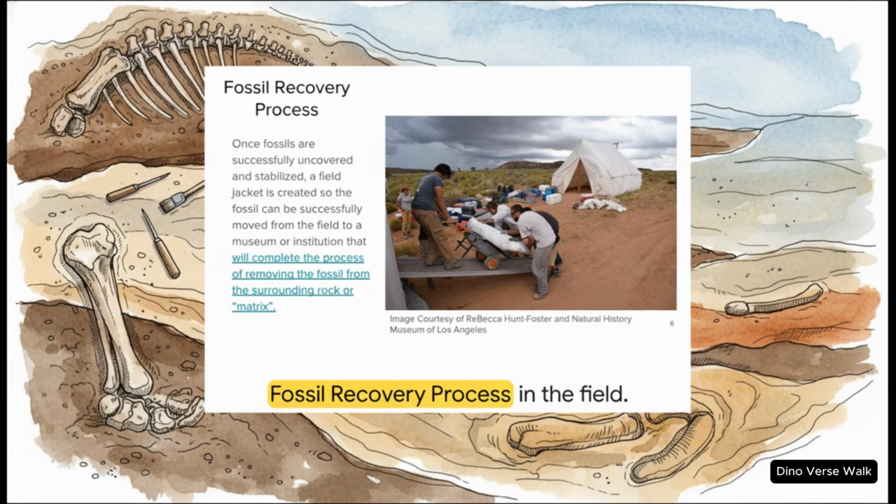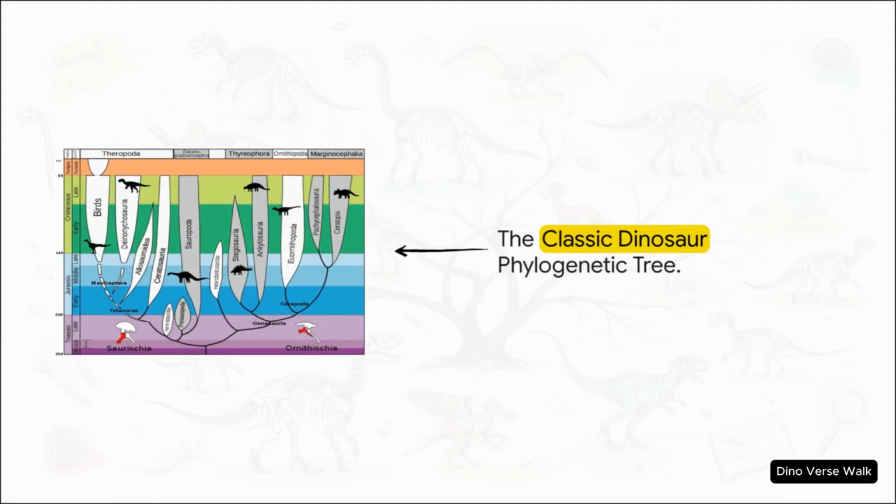Every single classification we're going to talk about today stems directly from this grueling process of chipping a fossil out of rock. This is the foundation. This is where the data actually comes from. And from all of those hard-won fossils, scientists over the decades painstakingly built this, the big picture. This phylogenetic tree represents the 130-year-old status quo of how we've understood dinosaur evolution.